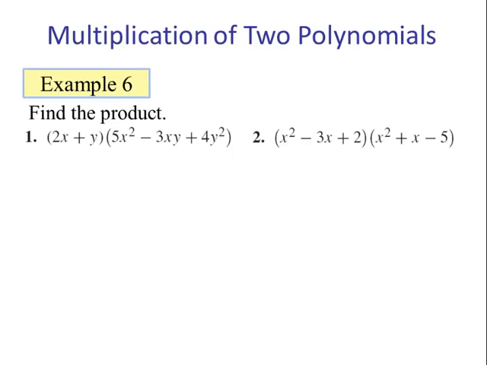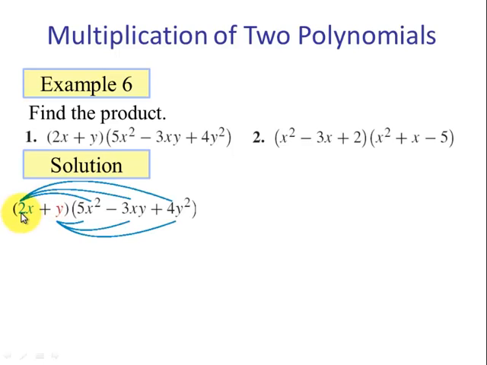Example 6. Find the product 2x plus y times the trinomial 5x squared minus 3xy plus 4y squared. Number 2, we're going to take the trinomial x squared minus 3x plus 2 and multiply it by another trinomial x squared plus x minus 5.